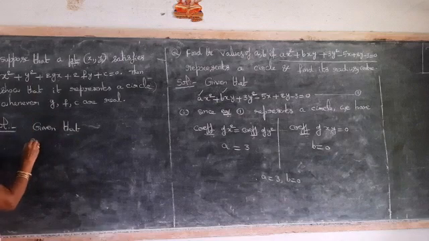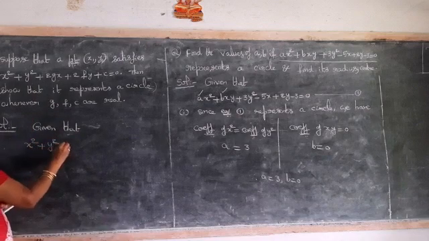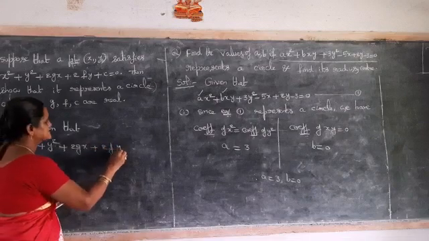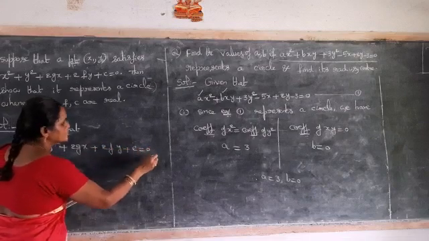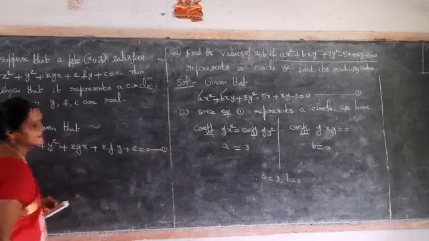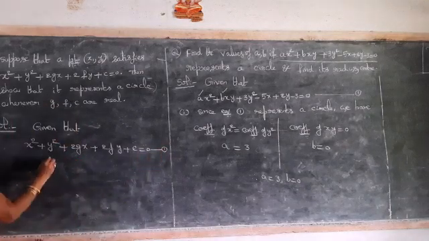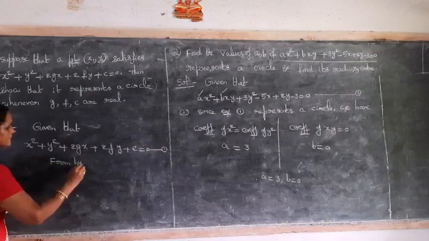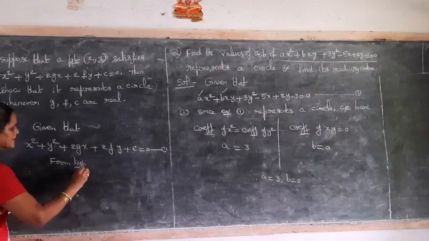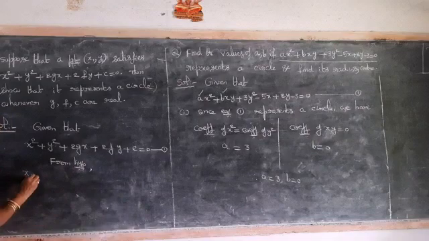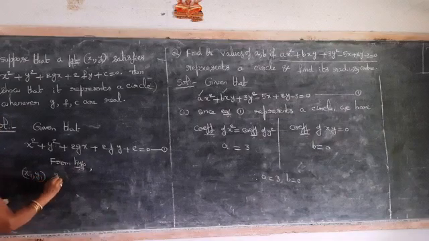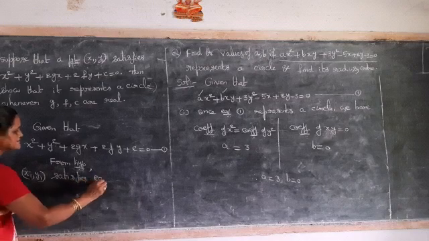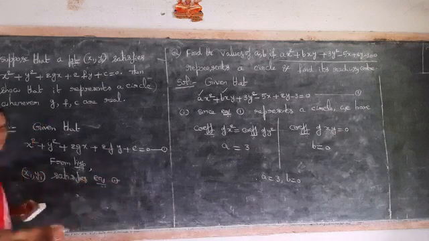So x square plus y square plus 2gx plus 2fy plus c is equal to 0. Okay, I write this as equation 1. Next we write from hypothesis, x1 comma y1 satisfies equation 1.